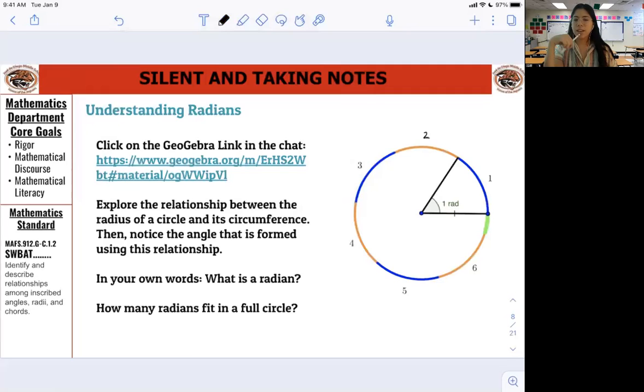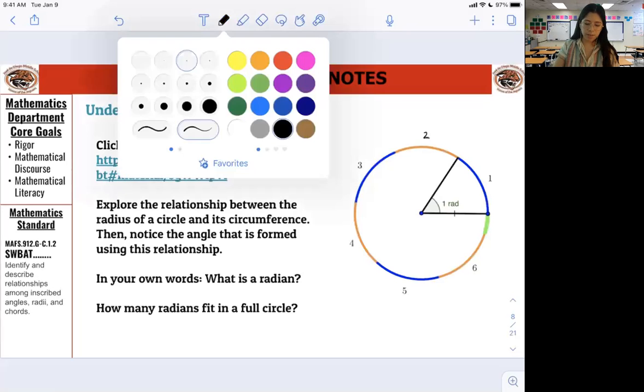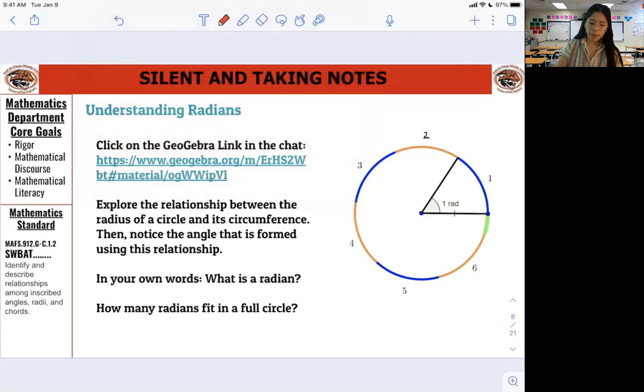Yeah, exactly. That's a really good way of thinking about it. Okay, so when you do that, you end up with these angle measurements. These are measurements of angles. And this angle, we call it 1 radian. So where it says rad, that's short for radian. So when you see the word rad, that's a radian. We call them radians. So in your own words, what exactly is a radian?